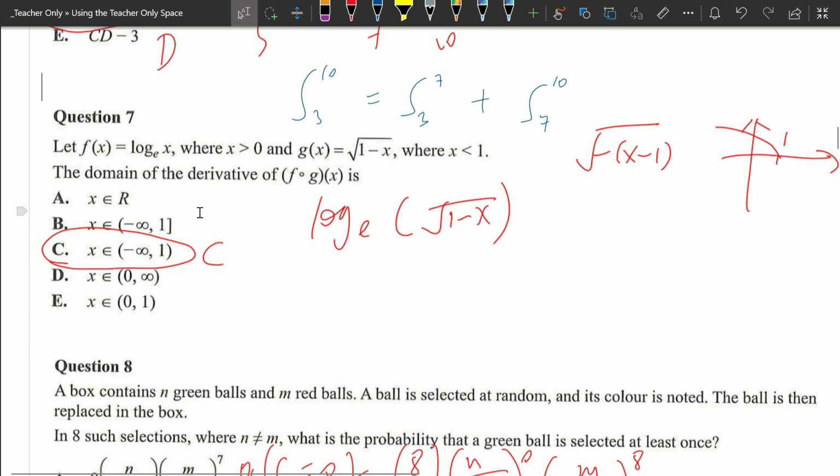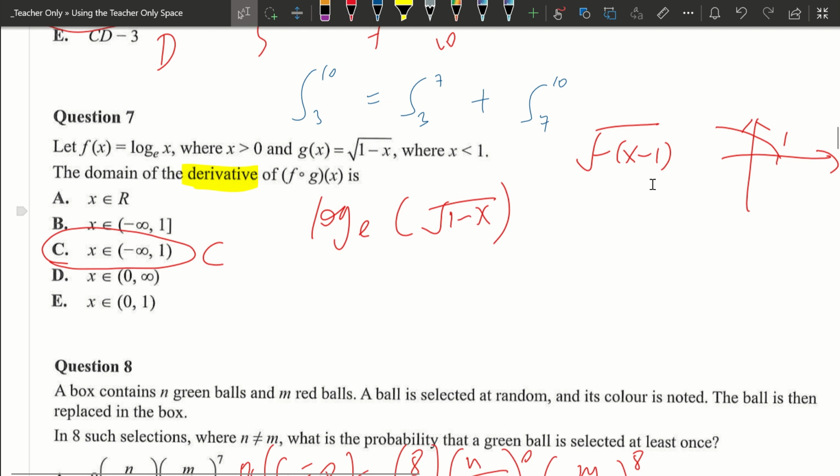Next up, question 7. I have a natural log function, log base e of x, where x is bigger than 0, and we have a square root function where x is less than 1. We want the domain of the derivative of f∘g. So slightly trickier. But f∘g just means substituting g into f, so I get a log function, but then inside the log function I have a square root function.